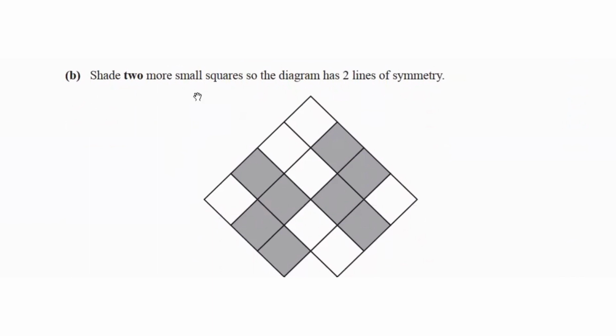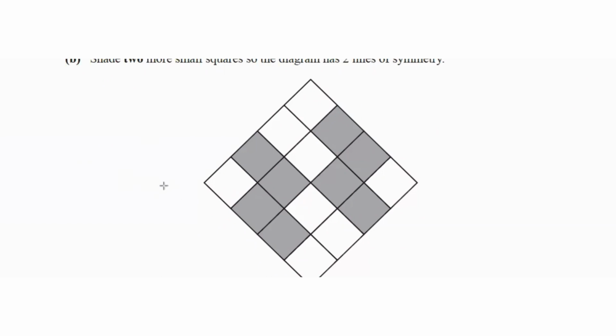Then it says shade two more small squares so the diagram has two lines of symmetry. So to have two lines of symmetry, let me just draw the lines first. So we can see that we can shade this over here and this over here. This way we have two lines of symmetry for the given shape.